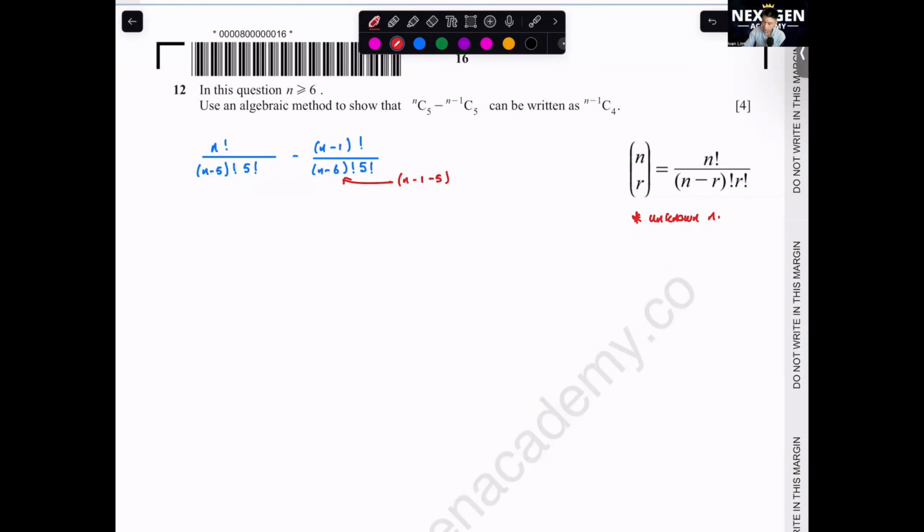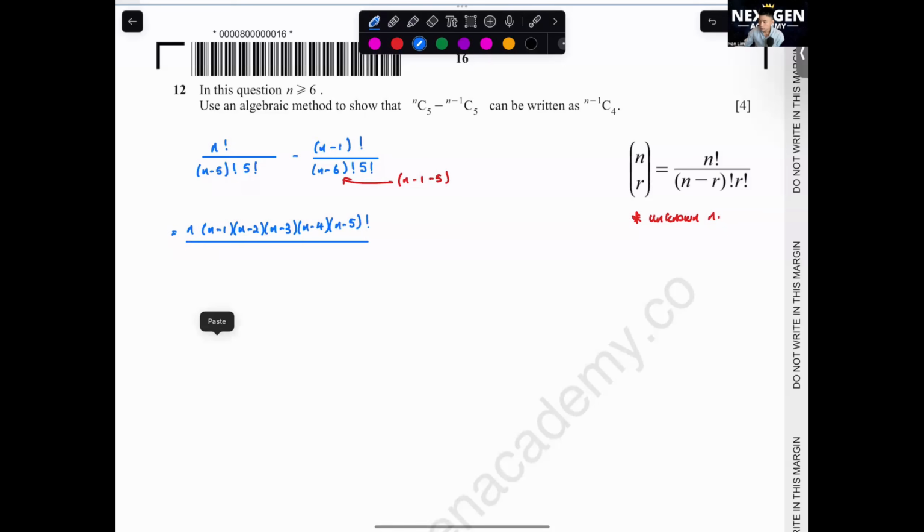Now, how do we simplify this? Because we want to make it into one term, we need to somehow try to join it together. This is what I will do. N factorial, the top part, let's do the n factorial. I will simplify each term first, which is n, n minus 1, n minus 2, n minus 3, n minus 4, then (n minus 5) factorial, because I don't want the factorial to be at the bottom.